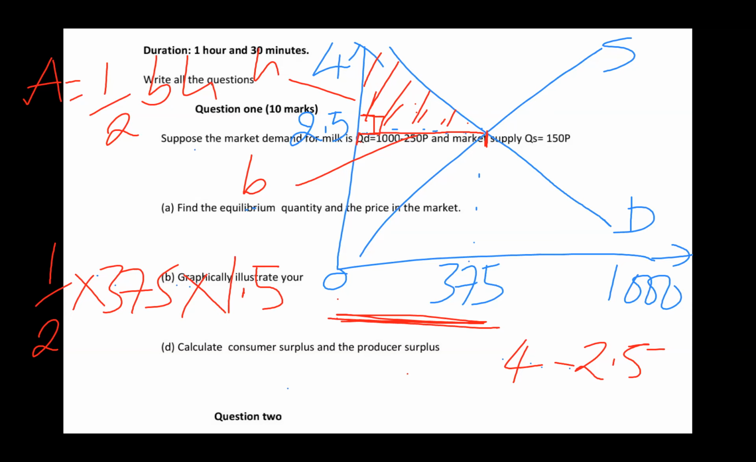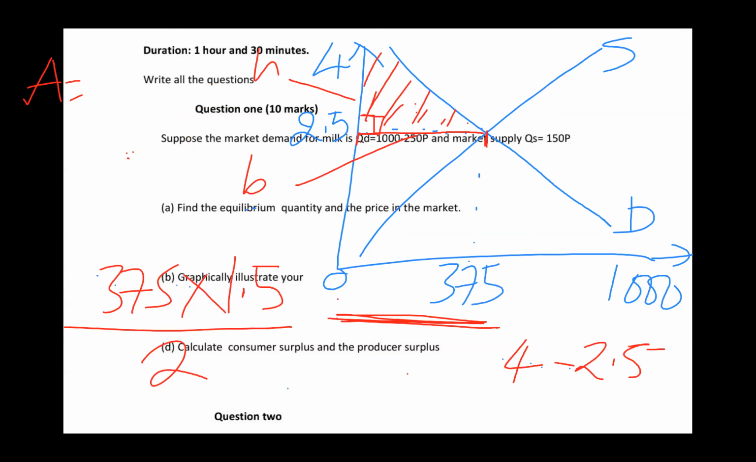So you can see that this is as good as writing it by dividing by 2. It's just the same thing. According to what you learned in math, it's better to just bring the 2 there. So you can still write it as the base times height divided by 2. It's just the same formula. So what is the area? 375 times 1.5 divided by 2. What is the area?